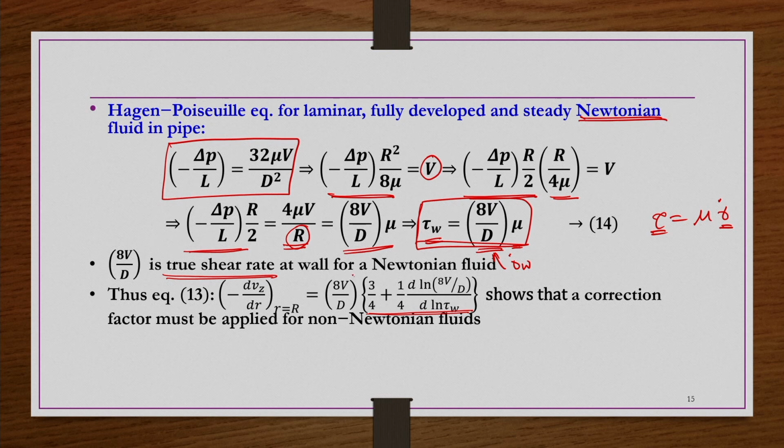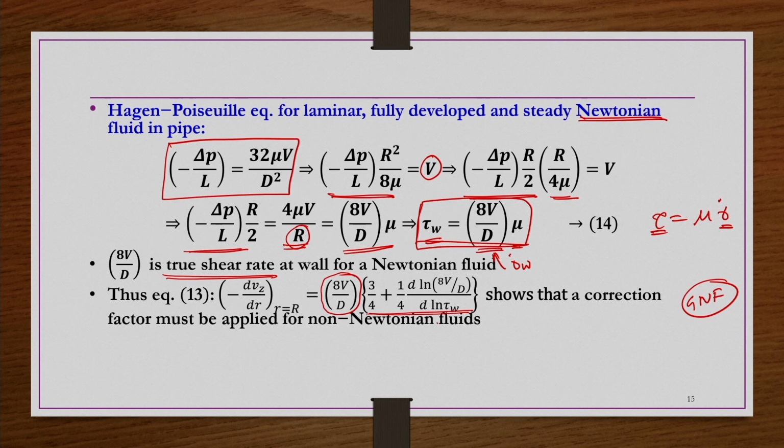For the Newtonian case, 8V/D is the true shear rate. Remember, all this analysis we are doing is for time independent non-Newtonian fluids only, and time independent non-Newtonian fluids are also known as the generalized Newtonian fluids. So, that is the reason we are making a connection with the Newtonian case here. Now, for the Newtonian case 8V/D is the true shear rate, but it is not the true shear rate for the non-Newtonian fluid. So, then there is a correction.